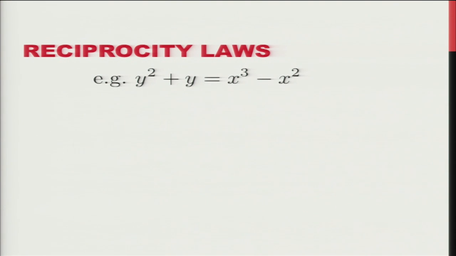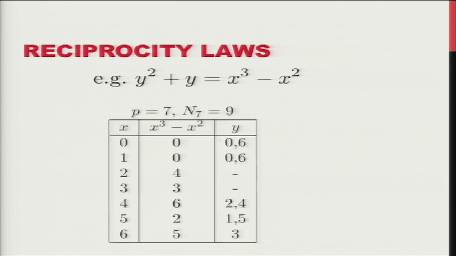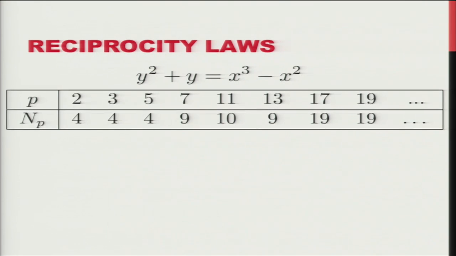And I'm going to take this example that I had a minute ago. y squared plus y equals x cubed minus x squared. And I said it had 9 solutions modulo 7. And I calculated it for a number of other small primes. So if it's about 8 primes or something, and the number of solutions to this cubic equation in two variables modulo each of them. And the first thing you'll notice is that it doesn't seem to be like a quadratic equation in one variable. The number of solutions seems to be growing with the primes, and that's indeed the case.